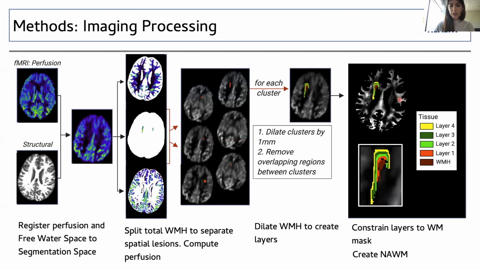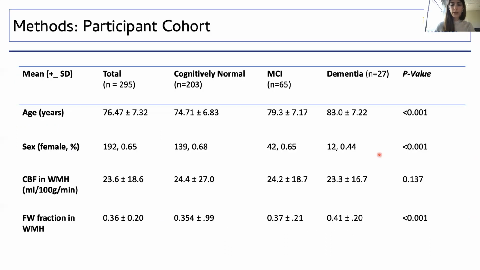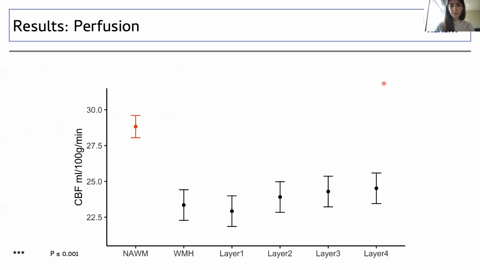The rest of the white matter that did not make up any of these layers was classified as normal appearing white matter. This left us with the mean values of perfusion and free water in the normal appearing white matter, the lesion core, and all of these layers. We had a total of 295 participants that were cognitively normal, had MCI, or dementia.